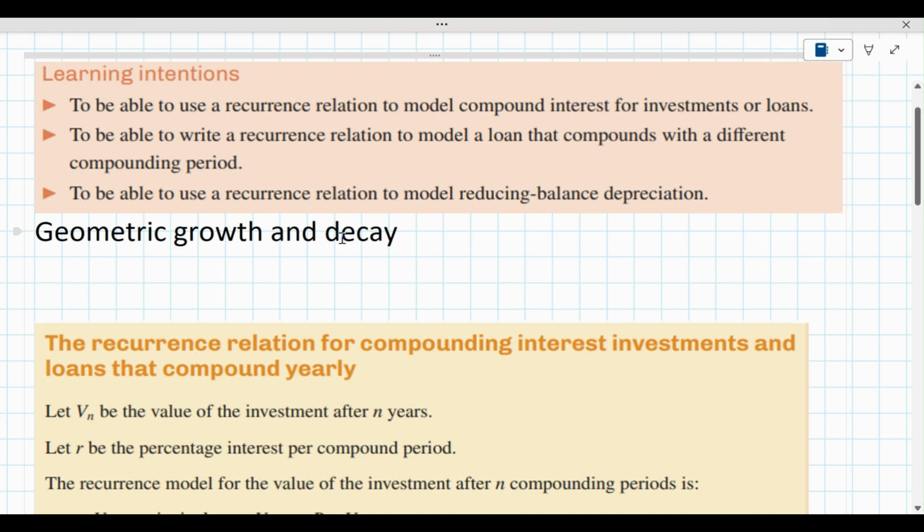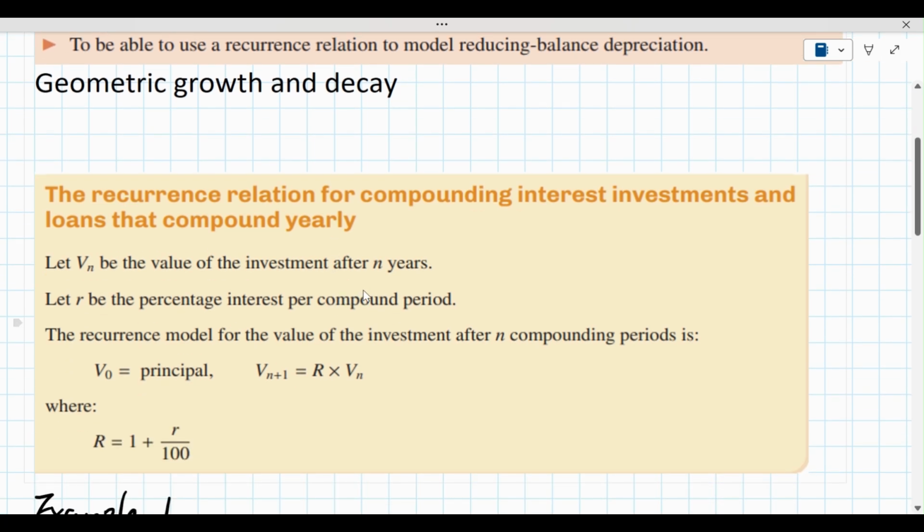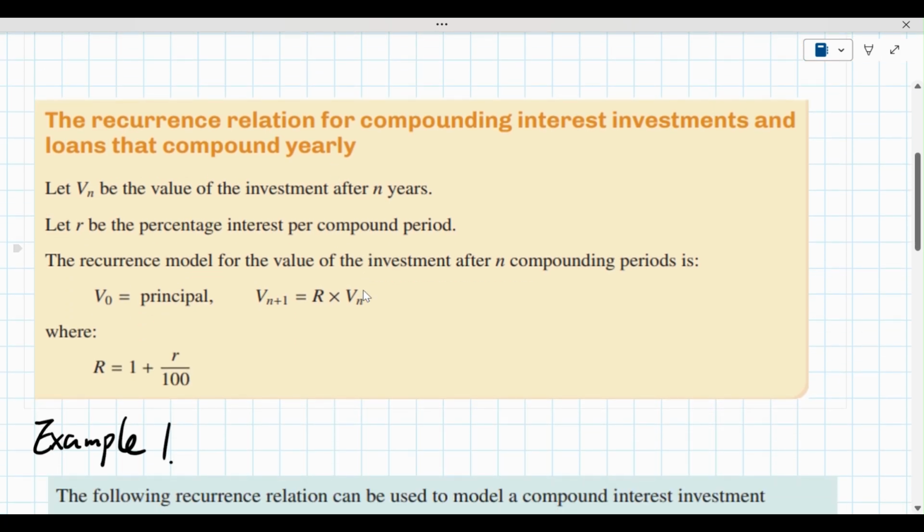So, geometric growth and decay, we can say from this. Compound interest investment first. I want you guys to have a look at the compound interest investment first. So, what is compound interest?